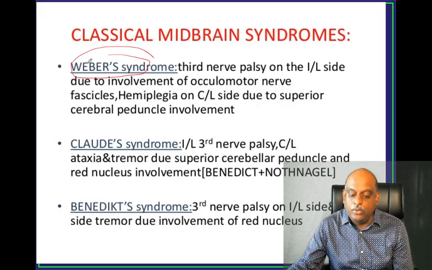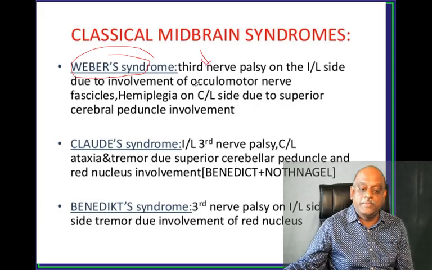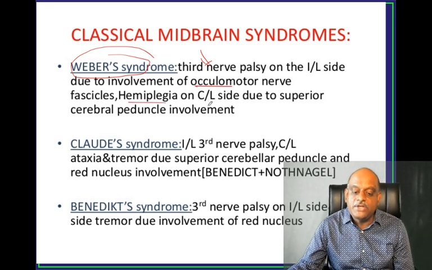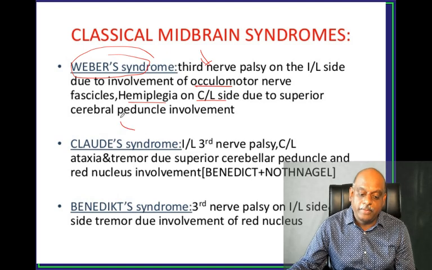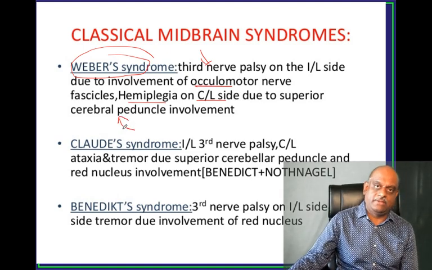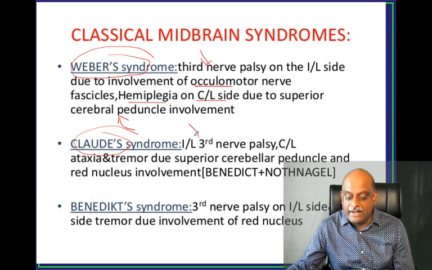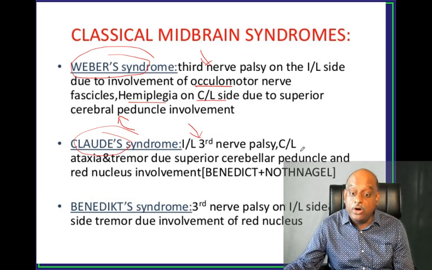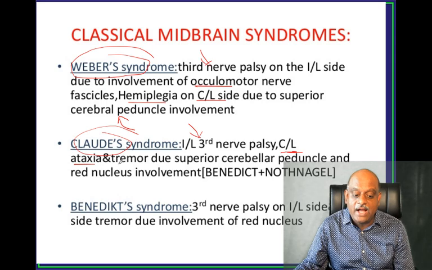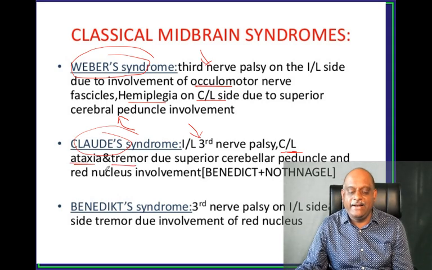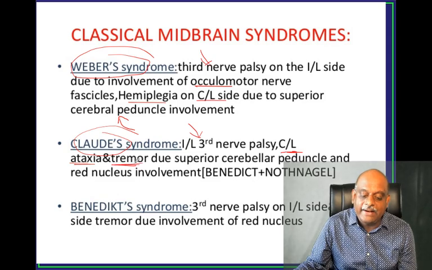Weber's syndrome: third nerve palsy on the ipsilateral side due to oculomotor nerve, hemiplegia on the contralateral side because of the superior cerebral peduncle involvement is Weber. What is Claude? Ipsilateral third nerve palsy, but contralateral ataxia and tremor. Contralateral, opposite side, ataxia and tremor.